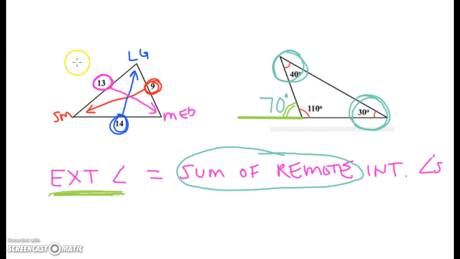Now, a lot of you probably looked at this and saw it another way and said, oh, I already knew that. Because if this is a straight line, it's 180 degrees, right? And if this is 110, you could have done 180 minus 110 to get 70 still. So you can still get it in another way. But occasionally you won't be given this information and you may have to use the remote interior angles to get an exterior angle.